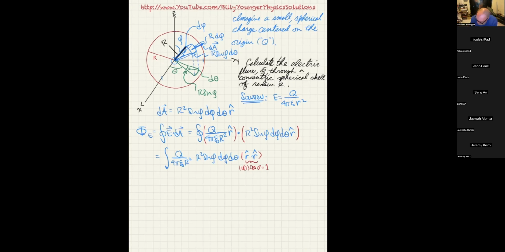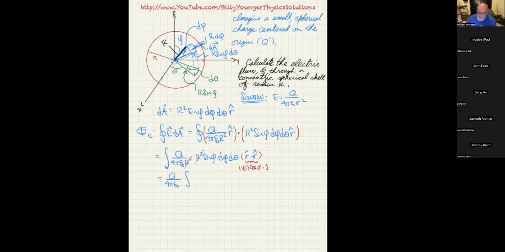Now, we can go ahead and compute this integral as follows. For starters, we notice that the r squareds cancel out, and that the q over 4 pi epsilon naught is in fact just a constant. So I'm going to write q over 4 pi epsilon naught times the integral.